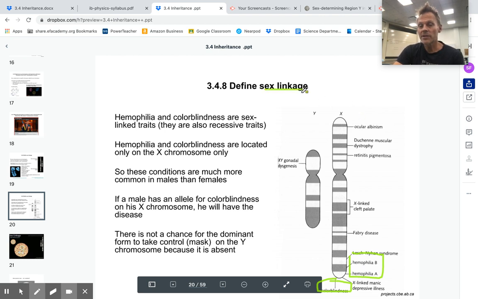They are linked to the sex chromosome X, and that's what sex linkage is. It's genes that are linked to the X chromosome, and we're going to talk about the special way we note that as well.